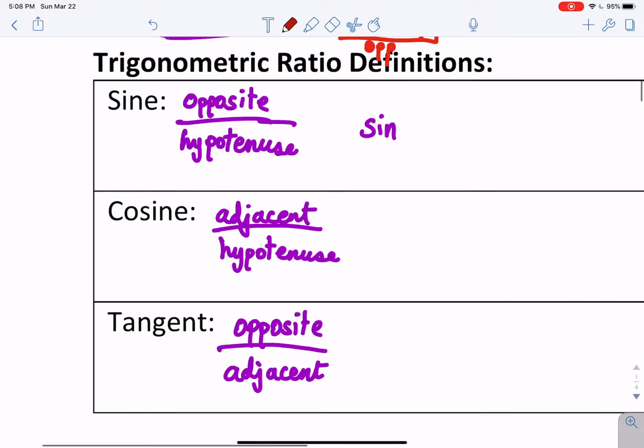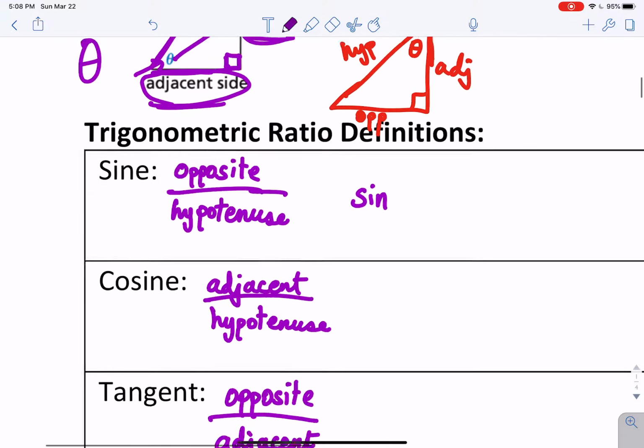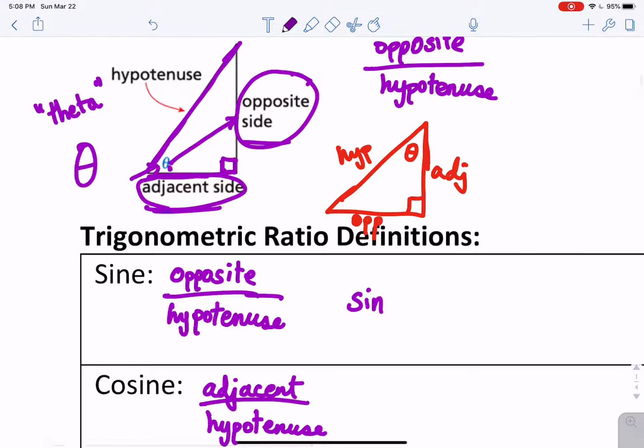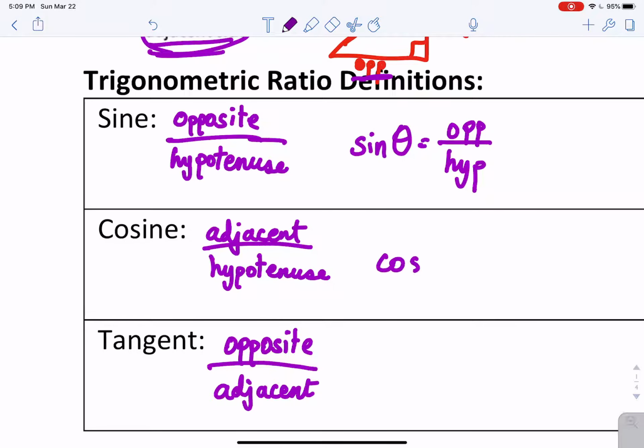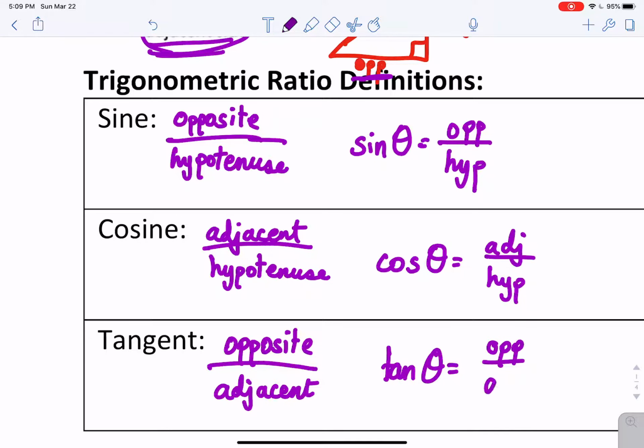And so because of that, all these ratios depend on which angle you're talking about. If you're talking about this angle, then the adjacent is on the bottom, the opposite is on the side. But if you're talking about that angle, then adjacent is on the side, opposite is below. So we always put the angle next to it, and then we'll say sine is opposite over hypotenuse. The cosine, that's cos, that's adjacent over hypotenuse. And tangent is opposite over adjacent.